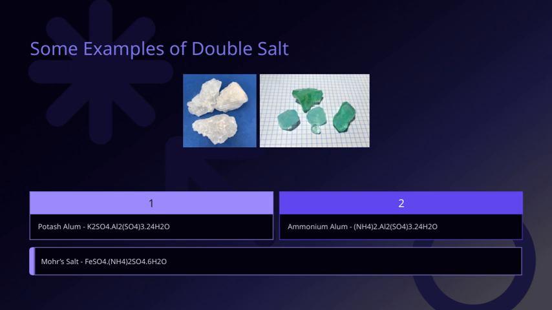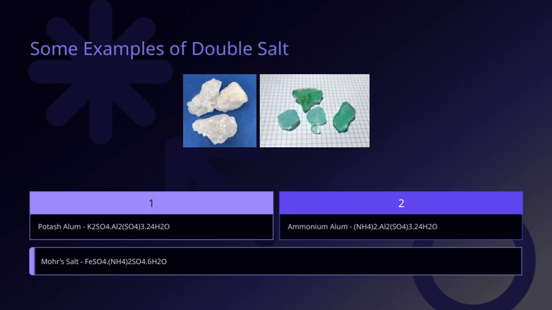It's often used in titrations because of its stability. Lastly, there's potash alum, K2SO4·Al2(SO4)3·24H2O, which combines potassium sulfate with aluminum sulfate. These examples highlight how double salts are formed by the combination of two different salts that crystallize together.